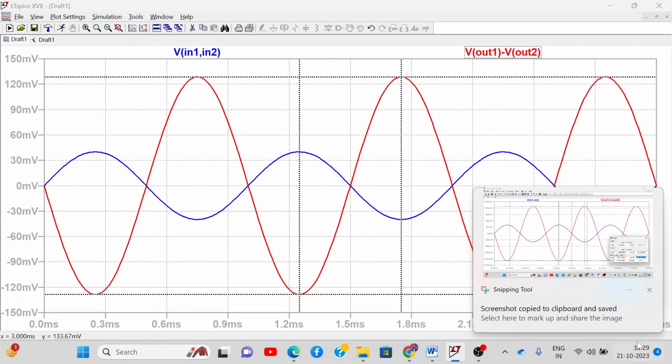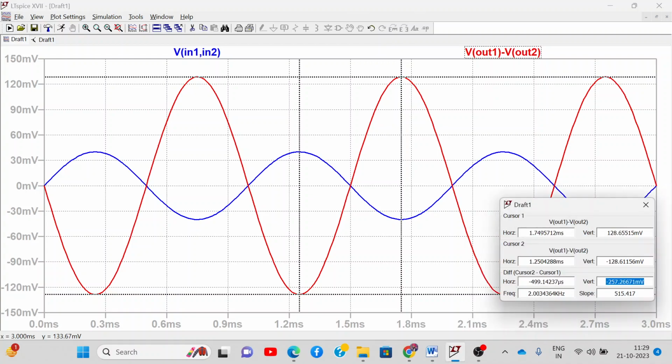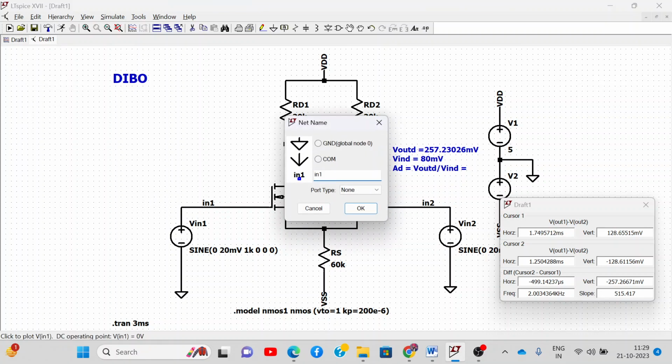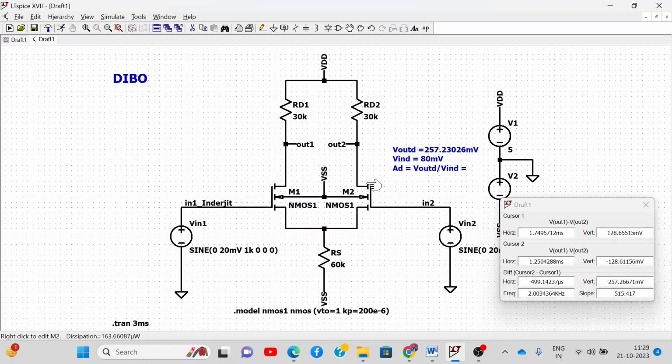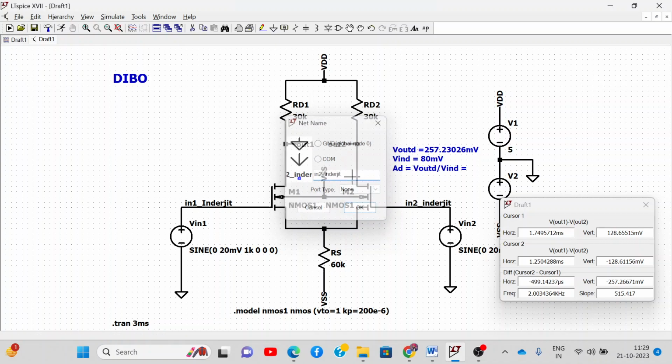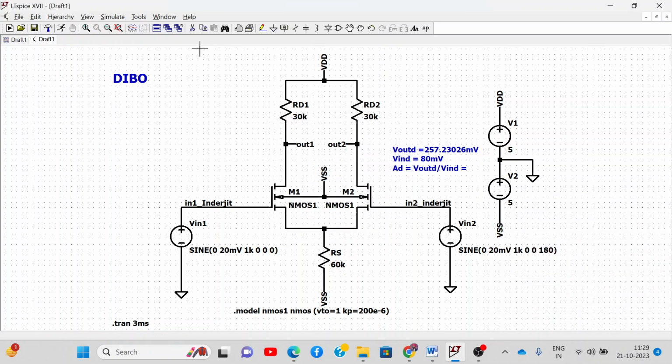Is this fine? Do you understand? Since you're doing it uniquely, what you can do is write over here, instead of Vin1, Vin1 underscore the last two digits of your roll number, or you can write your name. Let's say my name is Inderjeet. So Vin1, Vin2, at least the output or input underscore my name. This should be as a proof.